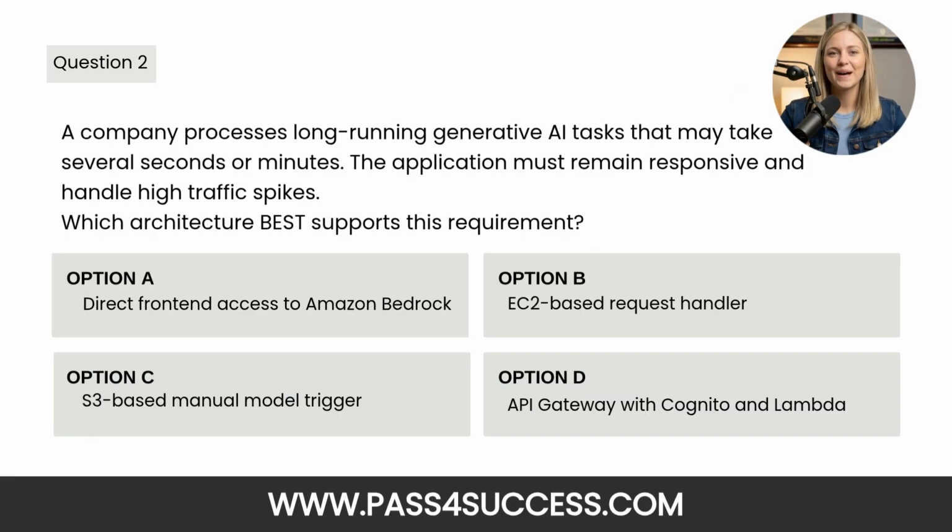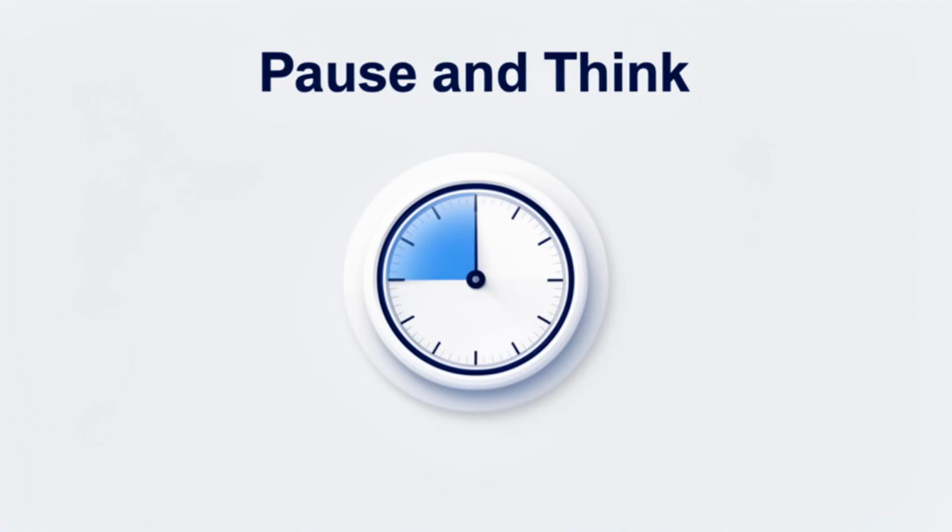Question 2. A company processes long-running generative AI tasks that may take several seconds or minutes. The application must remain responsive and handle high traffic spikes. Which architecture best supports this requirement? A. SQS with Lambda for async processing. B. Synchronous front-end to model calls. C. Single EC2 instance. D. Disable timeouts. Take a few seconds to think.